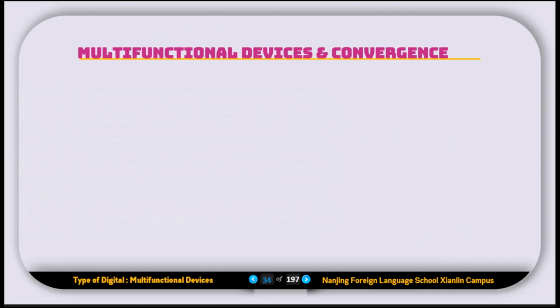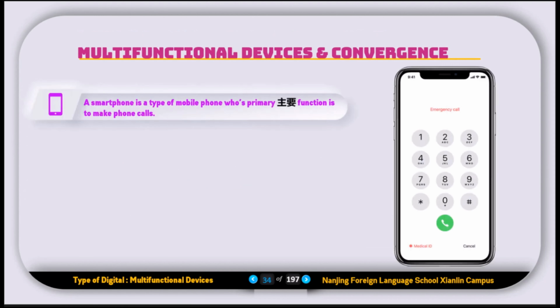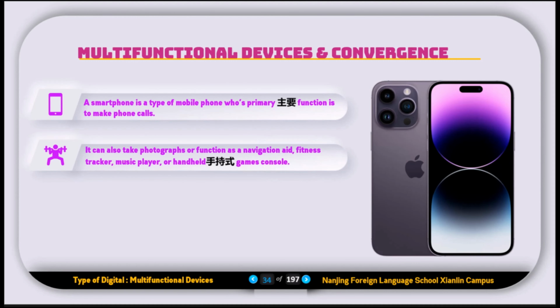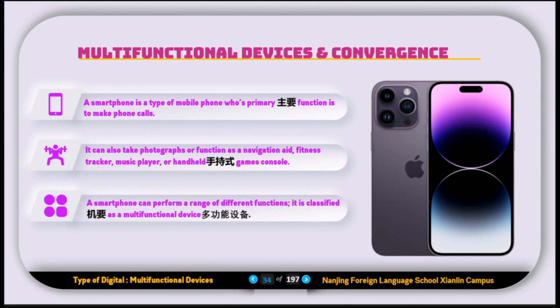Next one is called the multifunctional devices and convergence. A smartphone is a type of mobile phone whose primary function is to make phone calls. It can also take photographs or function as a navigation aid, fitness tracker, music player, or handheld gaming console. A smartphone can perform a range of different functions. That is why it is classified as a multifunctional device.